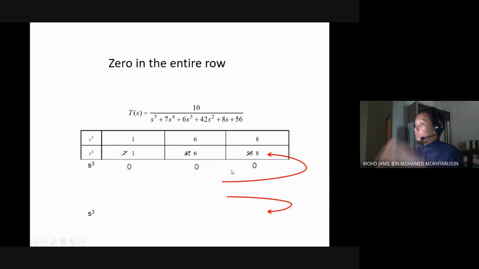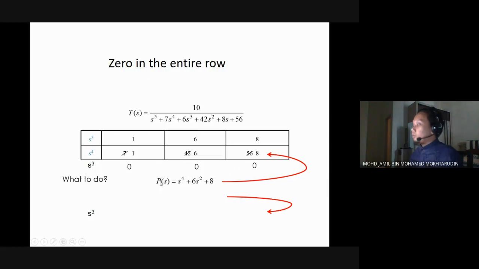So when you get 0 for the entire row, then you need to do some modification to the method. The modification is quite tricky. First you need to look at the row above S3, that is, the row above the row that has all zeros. In this case, you need to look at S4.